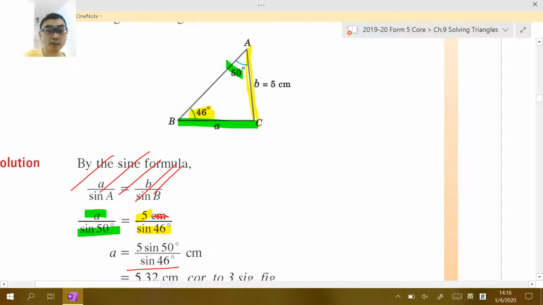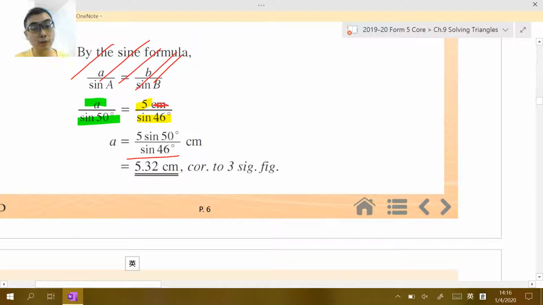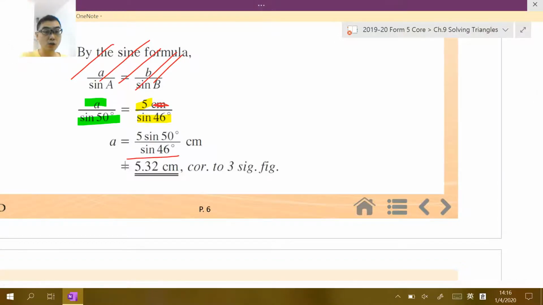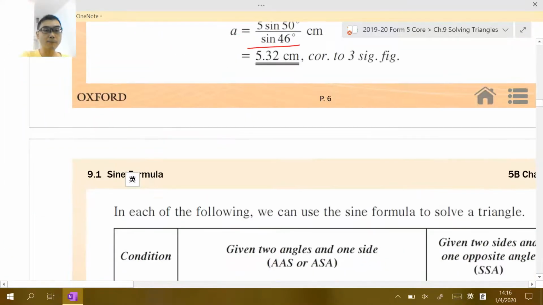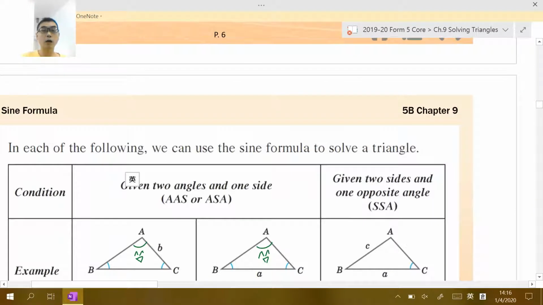Once again, you cannot just find the value by reading sine 50 degrees because we don't know it, and also sine 46. So you use a calculator and give the answer correct to three significant figures if required. So you just write the answer like this. Very easy, actually.